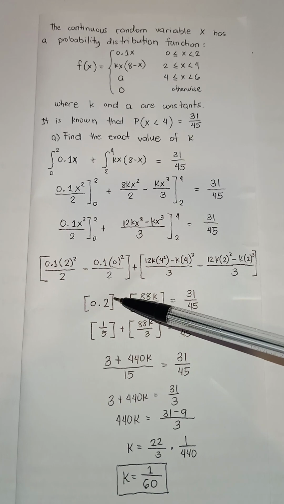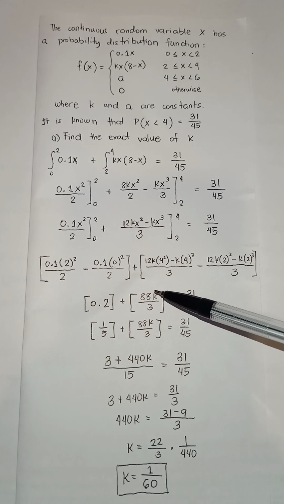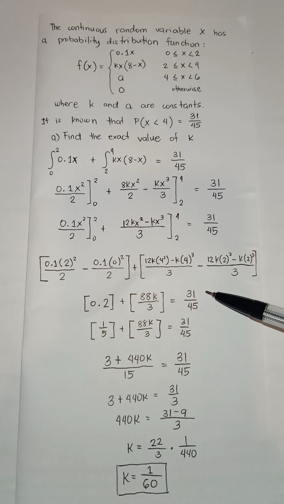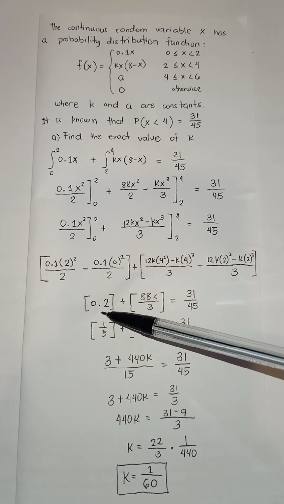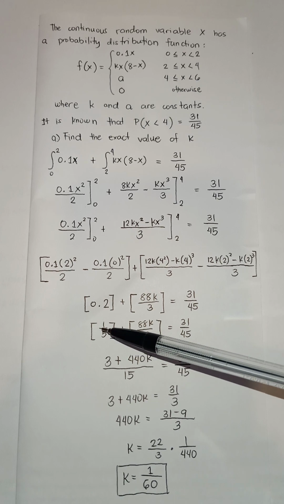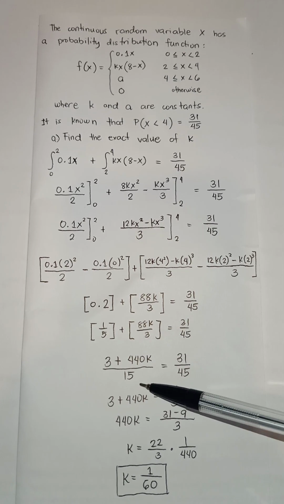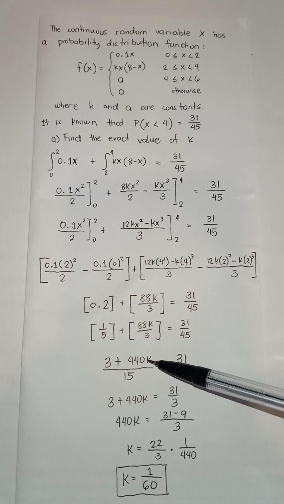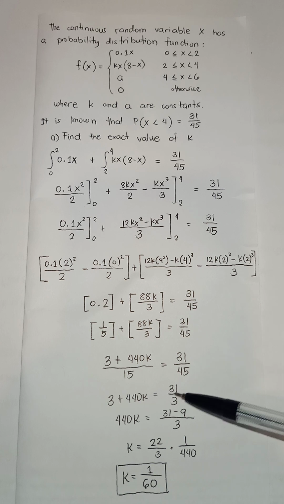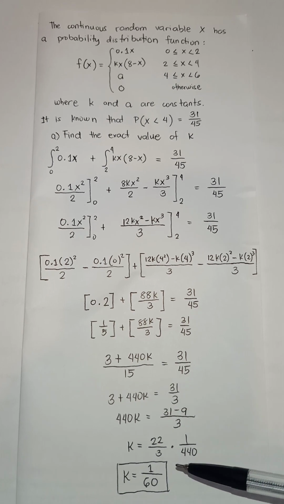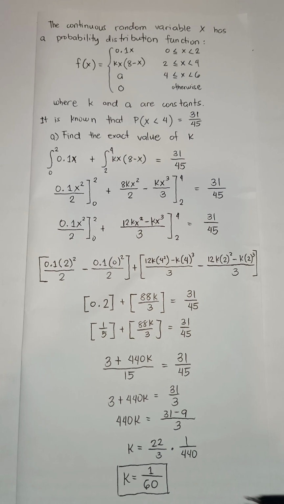Okay, simplifying this, we have 0.2, and simplifying this part gives us 88k over 3, which is again equal to 31 over 45. So 0.2 in fraction is 1/5, so adding it to 88k over 3 will give us (3 plus 440k) over 15, which is equal to 31 over 45. Then solving for k, we have here k is equal to 1 over 60.